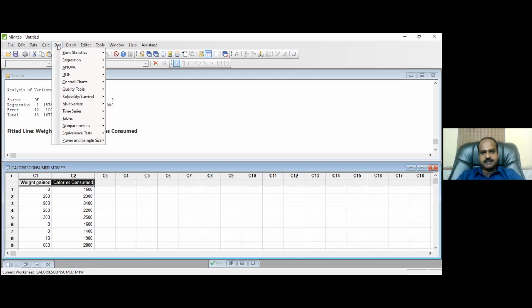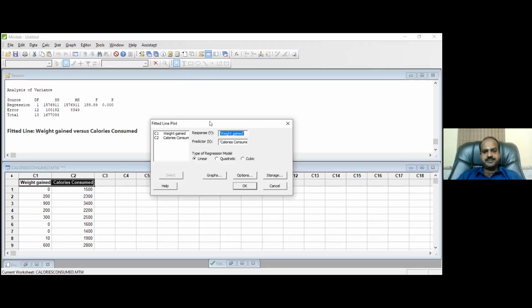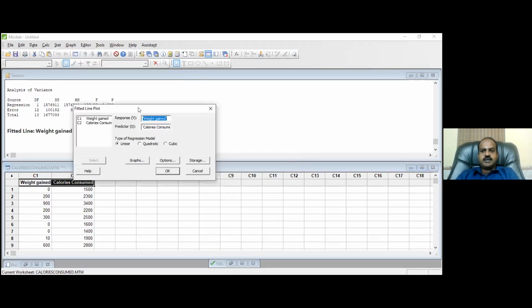So go to Stat, go to Regression, go to Fitted Line Plot. Clear? Go to Stat, go to Regression, go to Fitted Line Plot.